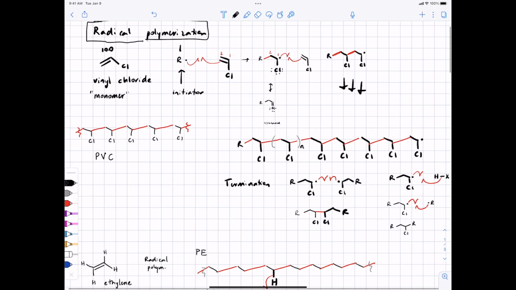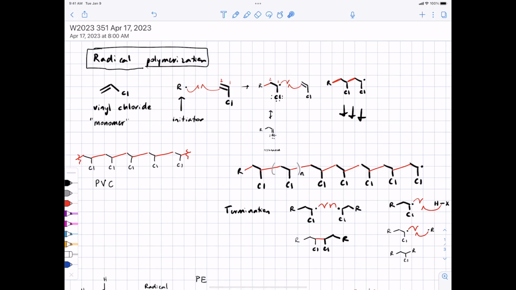If the termination events are slow, that means that as long as there's a radical present, the chain is going to lengthen. And so your chain can go as long as you have monomers for each initiator. So supposing I only had 100 molecules of vinyl chloride, but I didn't want the chain to be 100 long, I wanted it to be 50 long, I would just need to up the amount of initiator to 2. And then I would get shorter chains, or maybe 4, and then I would get even shorter chains. So you can control the length of the polymer by the ratio of initiator to monomer.